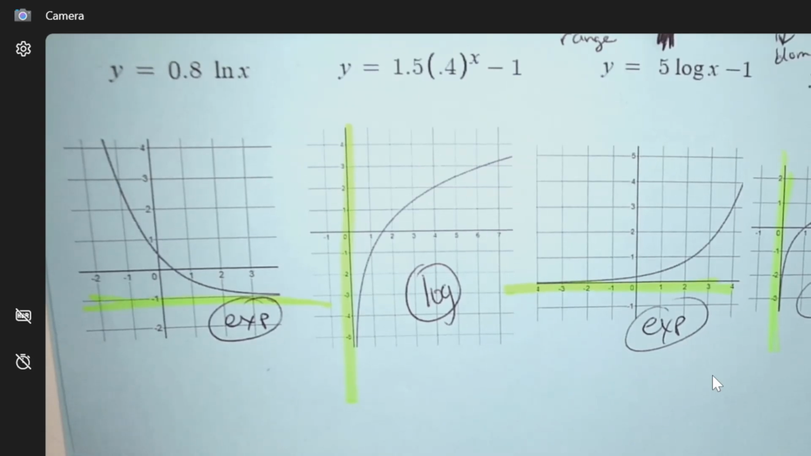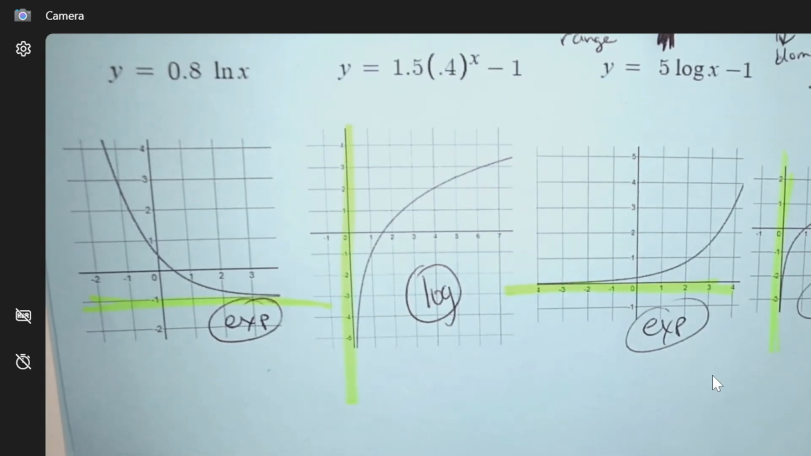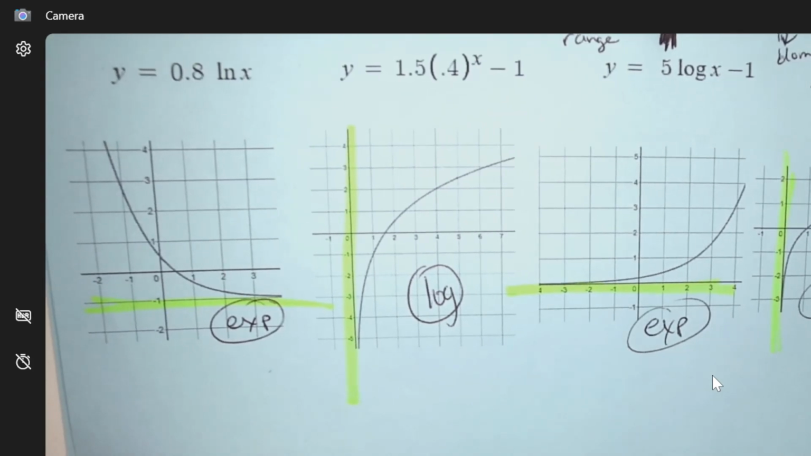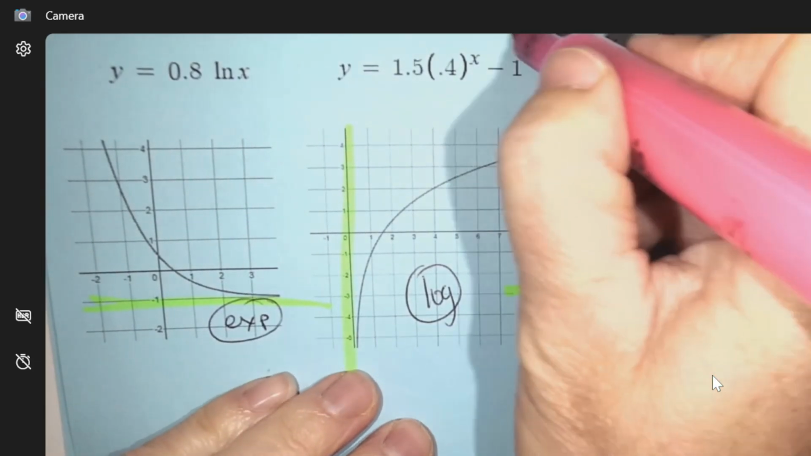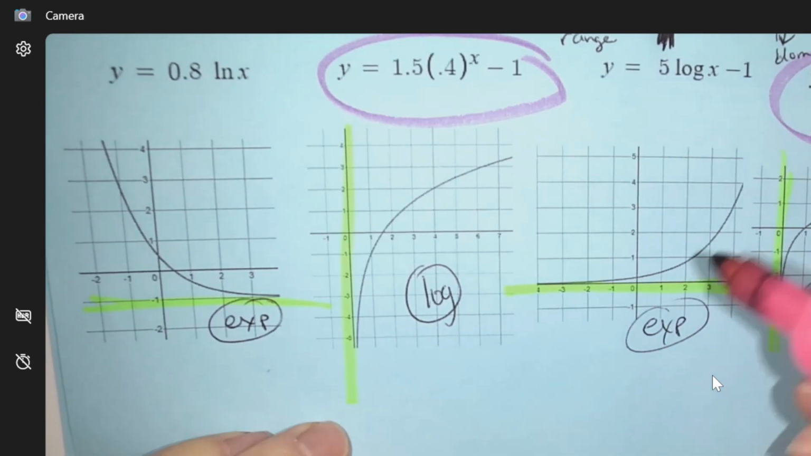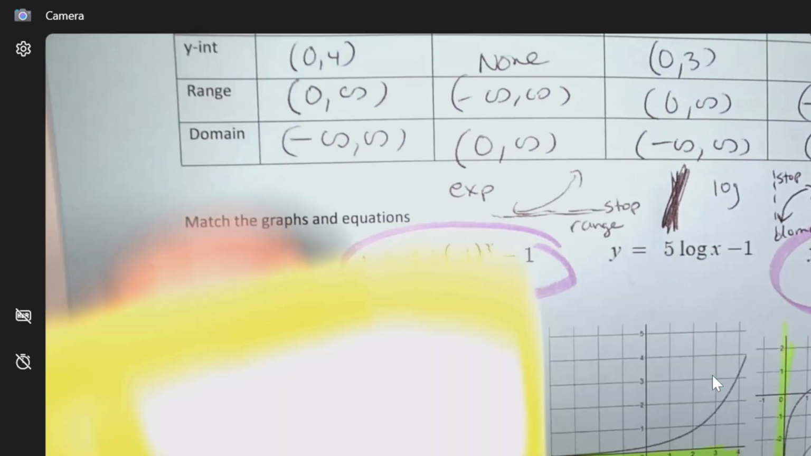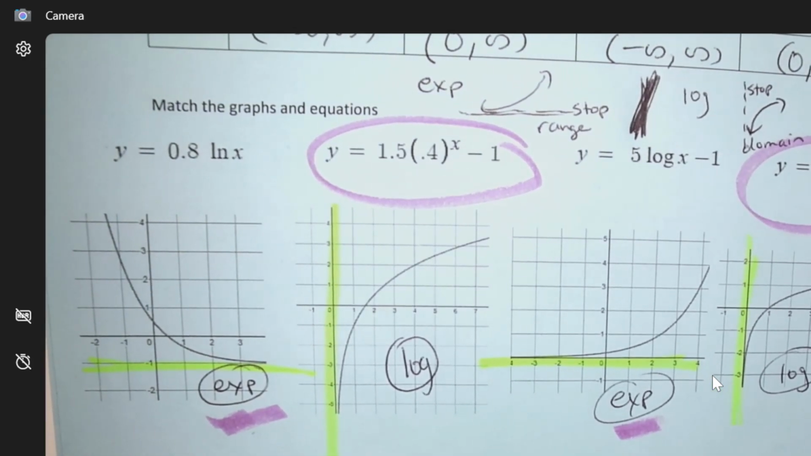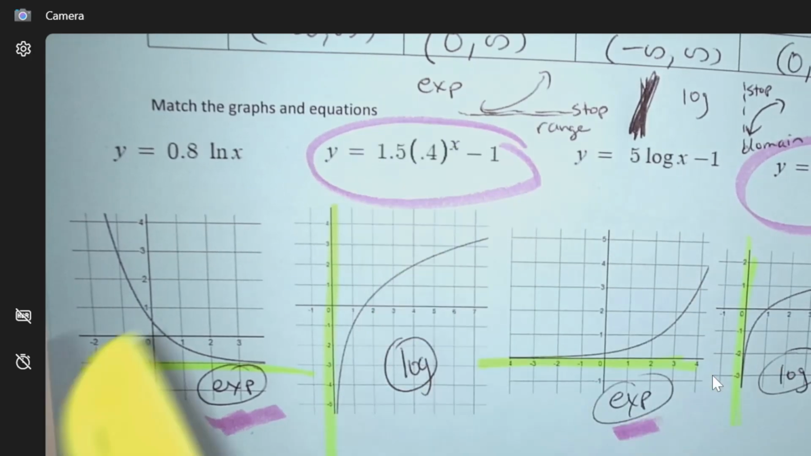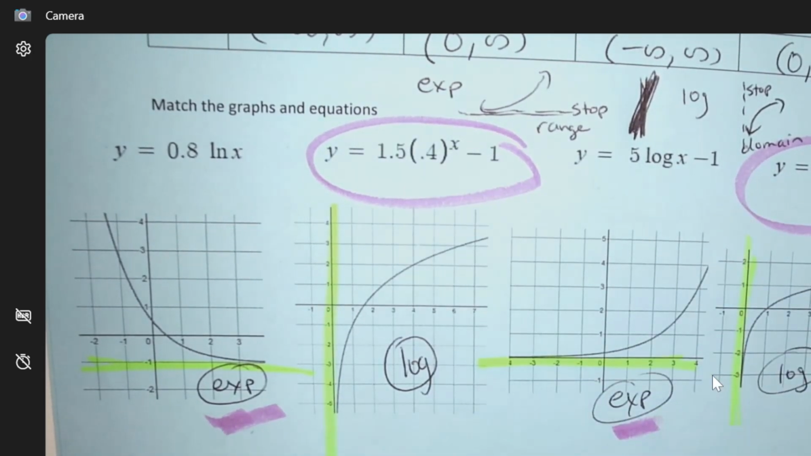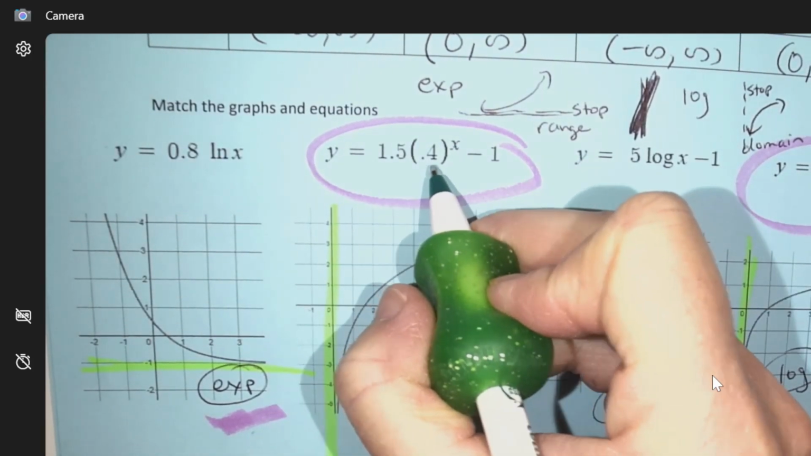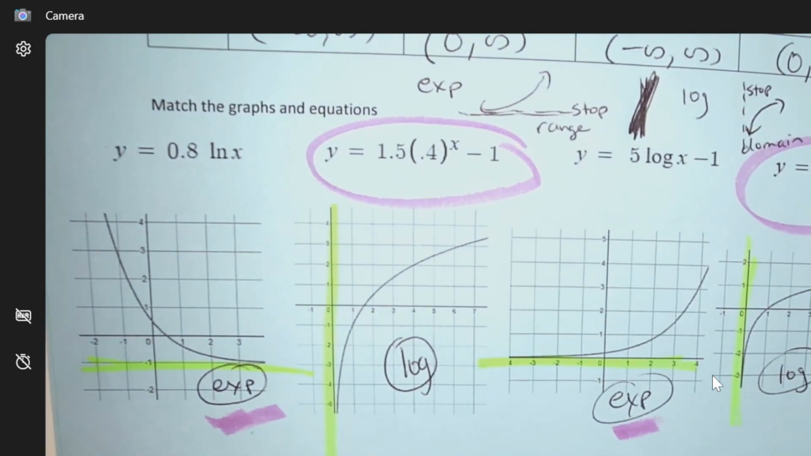Okay, let's do the exponentials. So I have 2 exponential options here. Okay, here's my 2 exponential options. What is the base? When you look at this equation, what's the base number? Can you identify the base? Is it the 1.5, the 0.4, or the -1? Which part is called the base?